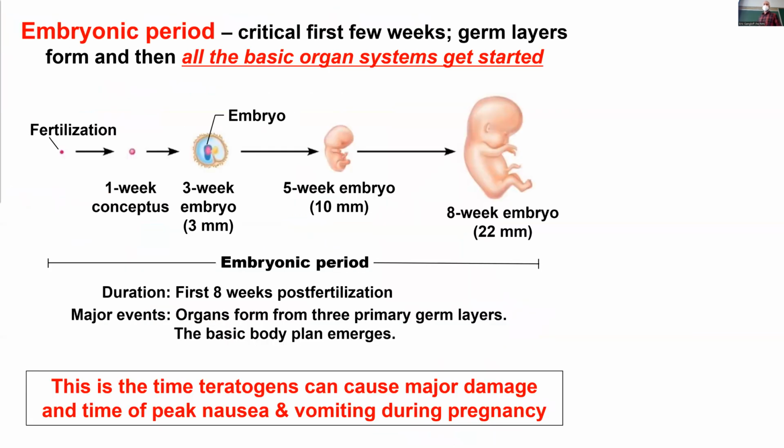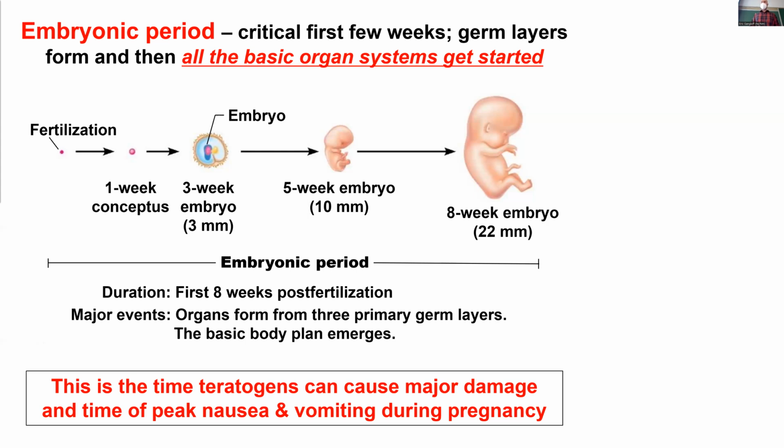Now, the embryonic period is important because this is when those germ layers are created, and this is where all of the basic organ systems get started. So this is the time period when molecules known as teratogens, so that can be pollutants, that can be alcohol that is consumed by the mom, it can be viruses, can really cause major damage and disrupt development, because that's the time when all of those organ systems are being laid down and the foundation is being laid down. And a small change at the very beginning of development can lead to more dramatic changes later in development.